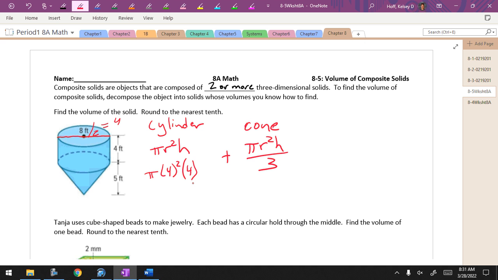Courtney, what'd you get? Ooh, did she round correctly? Is it supposed to be 0.1? Yes? Okay.